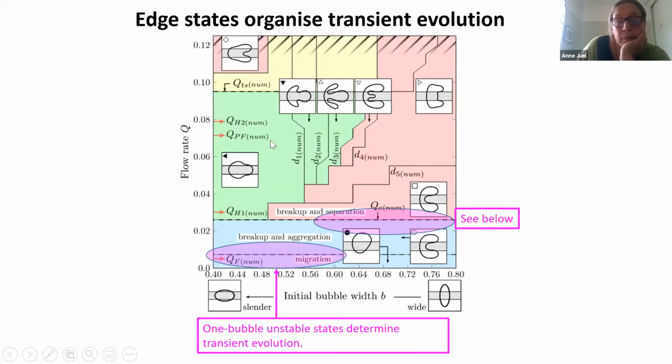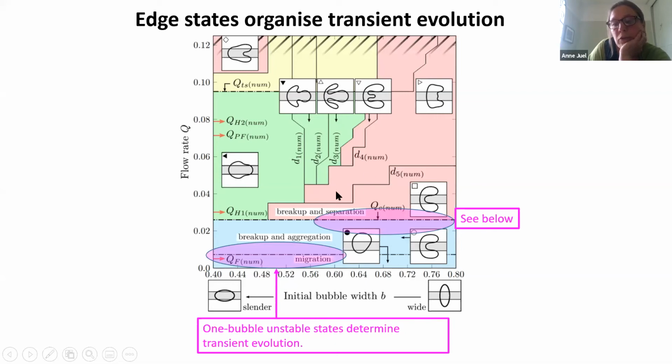And you can pick up essentially the whole same sort of transient evolution phase diagram that I showed you experimentally before. But what we can do now is try to understand some of these transitions. I'm not going to go through many of these in detail, but I will show you. So for instance, we can look at very low flow rates. We can certainly look at how one bubble unstable states determine the transient evolution.